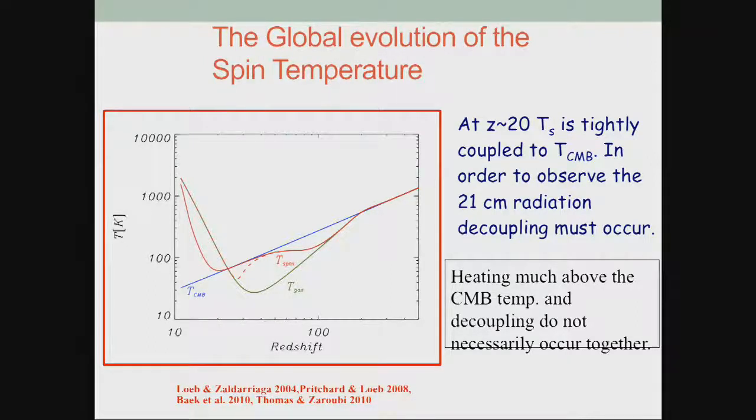Now, let's look at the two things that decide the spin temperature. I told you the spin temperature is a competition between the CMB temperature and the gas temperature. If you look at the CMB, after decoupling, we know what the CMB temperature is. And it drops like 1 plus z, right? So this is this blue thing. This is the temperature as a function of redshift. We know it. But what happens to the gas?